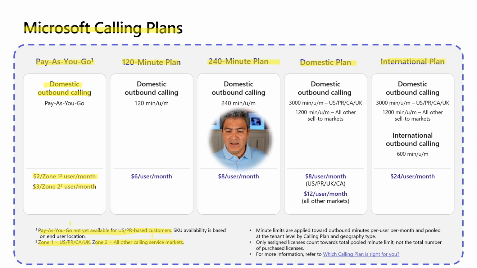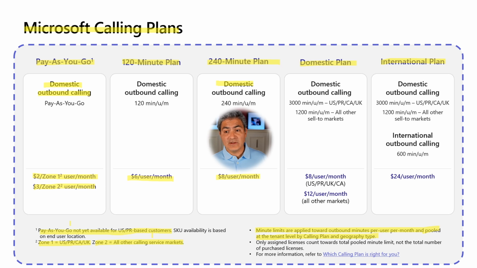Basically, I think it says that minutes limits are applied toward outbound minutes per user per month, and they're pooled at the tenant level by the calling plan and the geography type. I have a slide that shows this graphically what this means, but it's not that bad. I'll explain that in a second. So 120 minutes for domestic outbound calling per user per month, that's pooled. And there's a list price here. And then also the 240-minute plan for domestic outbound calling, there's the price here.